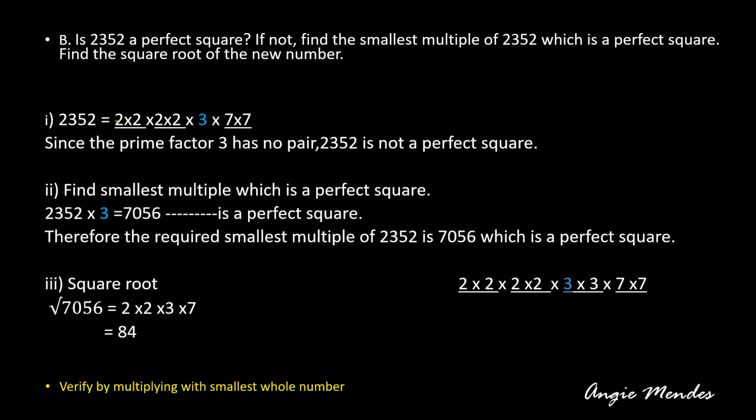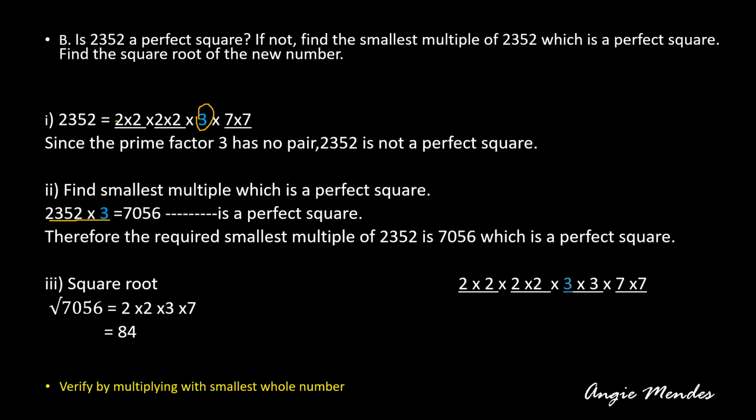So here we have seen that 3 does not have a pair, which means if I had to multiply 3 by 3, then it would have been a perfect square, correct? So we will take this number which does not have a pair and we will multiply it by 2352. So once we take this number which did not have a pair, we will get the perfect square. So we have multiplied 2352 by 3, which has given us the perfect square.